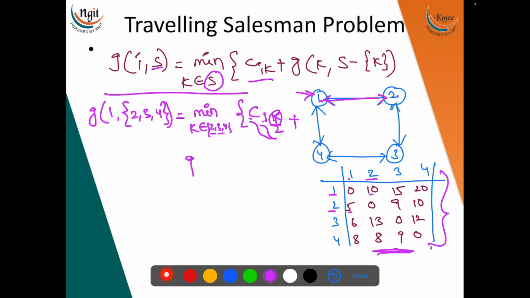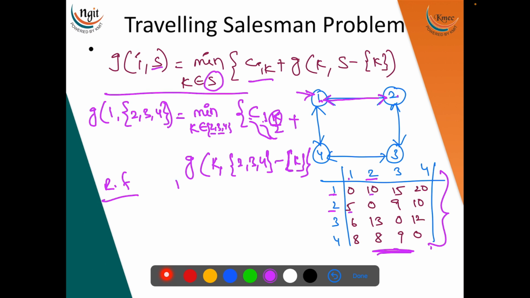Now G of K comma S, where S means 2, 3, 4 minus K. So this is the formula to calculate the cost of the tour, the cost in each stage. Now if you observe this, it is a recursive formula. Let us generate a recursive tree to understand this cost.